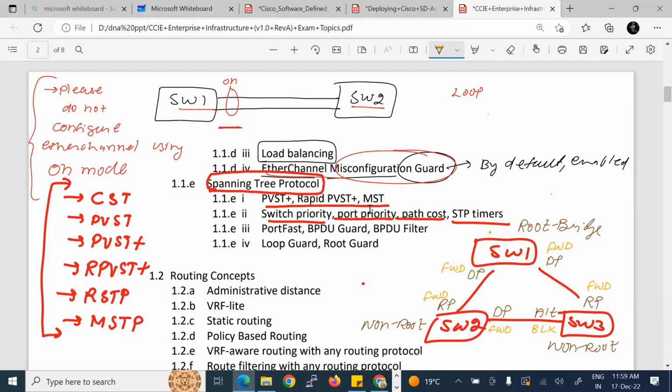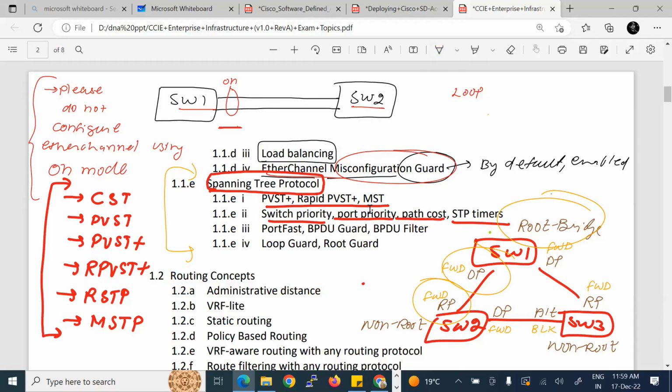But you know that there are multiple things involved: how the root bridge will be elected, how the root port will be elected, how the designated port will be elected, and how much time will be taken by this process. All of this is included in STP, which you've already done in your CCNP core, right?